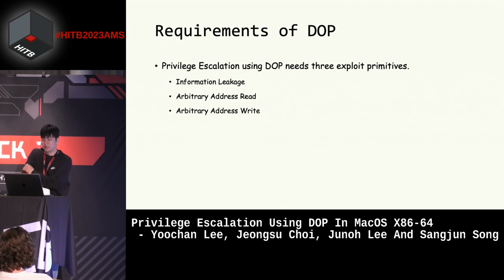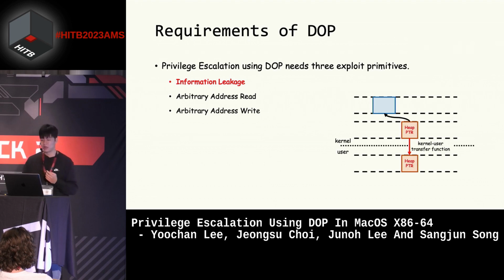A privilege escalation exploit using DOP needs 3 exploit primitives. I will explain why each one is necessary. The first is information leakage.